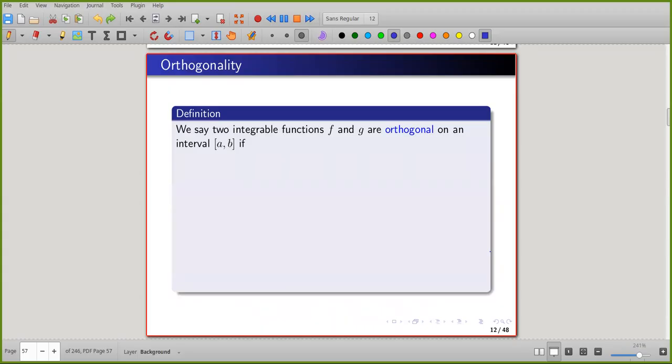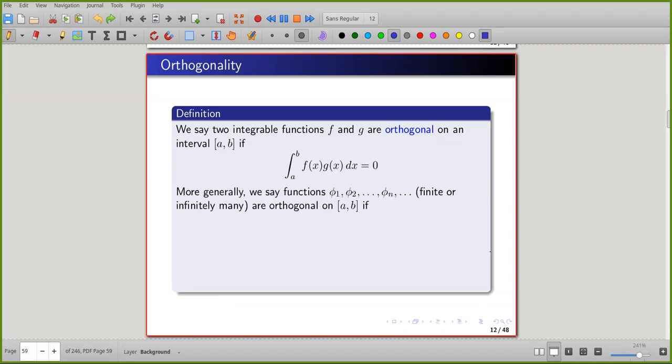So once again, we come to our inner product spaces L2. We say two integrable functions f and g are orthogonal on an interval a comma b if the integral of a to b f of x times g of x dx is 0. So it should be immediate to you now, as soon as you see this definition, that we are looking at the space L2 a comma b, right?